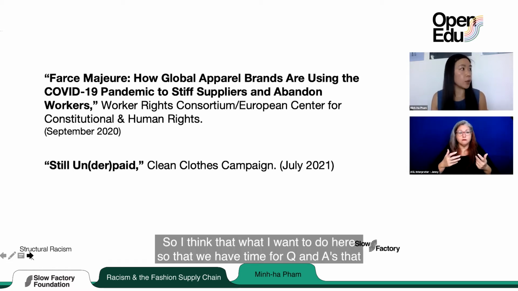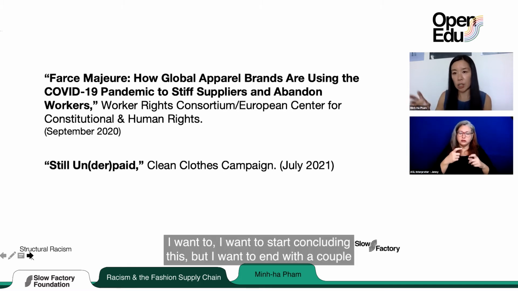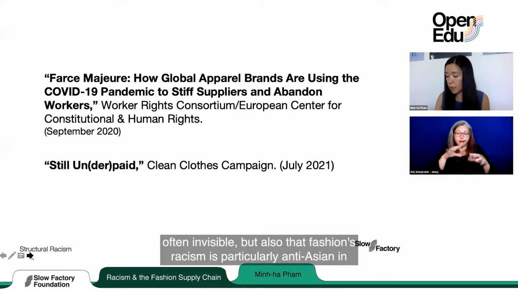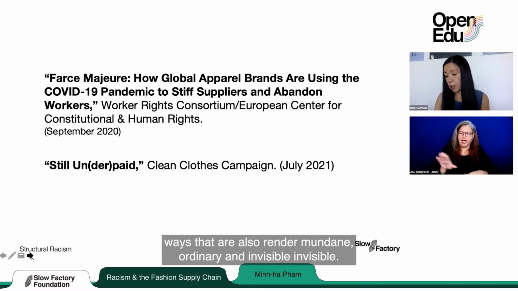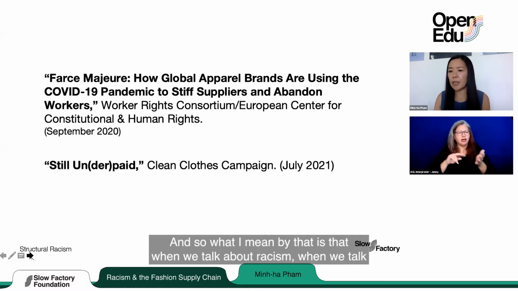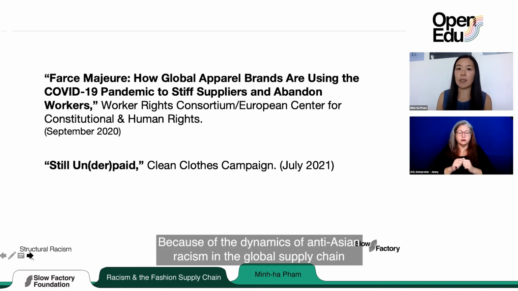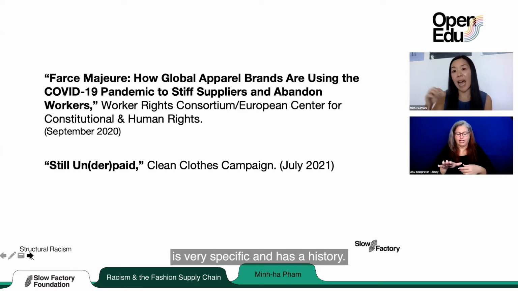So I think that what I want to do here, so that we have time for Q&A, is start concluding this, but I want to end with a couple of provocations. First, that fashion's racism is not only mundane, ordinary, and often invisible, but also that fashion's racism is particularly anti-Asian in ways that are also rendered mundane, ordinary, and invisible. And so what I mean by that is that when we talk about fashion's racism, we need to start pushing for more specific terms, right? Because the dynamics of anti-Asian racism in the global supply chain are very specific and have a history.